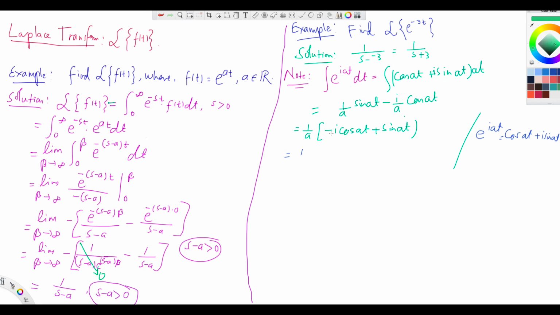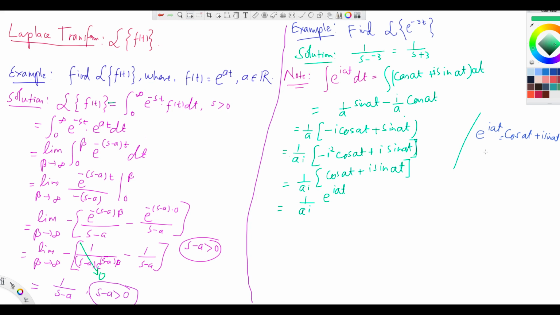If I divide and multiply by i, I will get 1 over ai, right? And then here, I have to multiply by i, so negative i squared, and then cosine at plus i sine at. I'm multiplying and dividing both the top and bottom by i, so 1 over ai. Negative i squared is 1, so cosine at plus i sine at. You see that? So how much is that? 1 over ai, and then this is e to the iat.